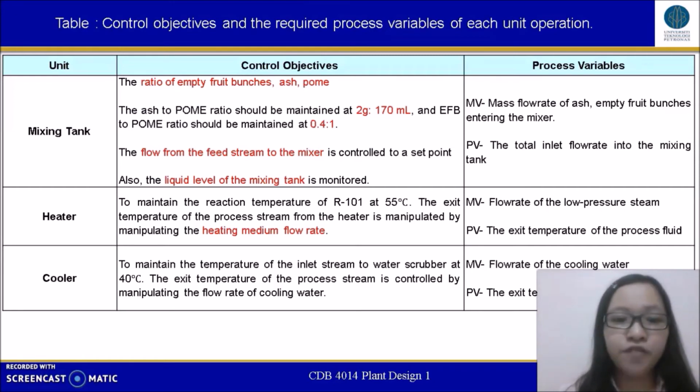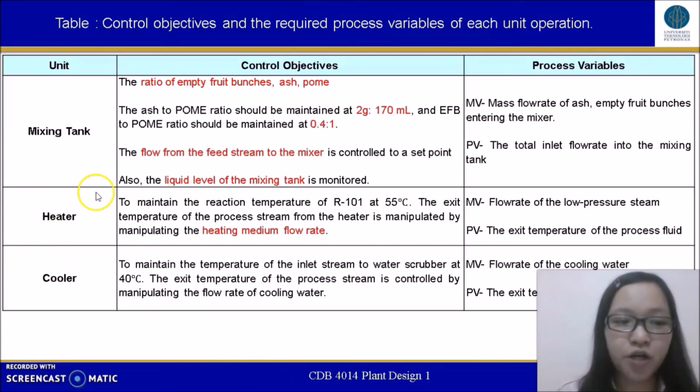The flow from the feed stream to the mixer is controlled to a particular set point to ensure proper mixing composition of the components entering the anaerobic digester. Also, the liquid level of the mixing tank is monitored to avoid overflow.